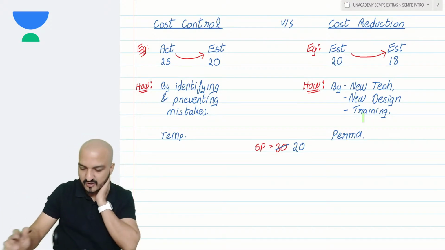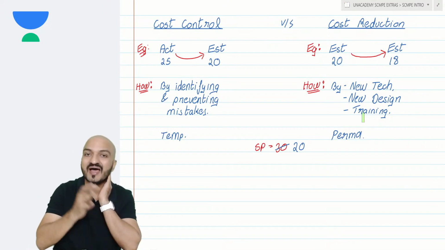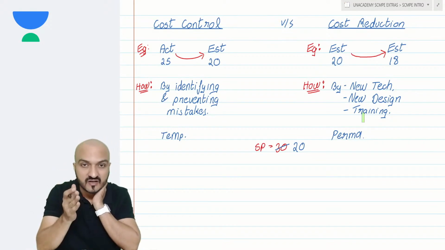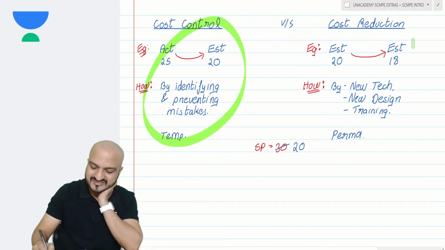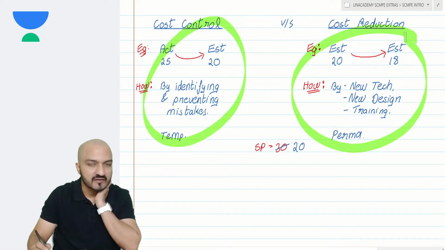In short, this is the major difference between CA Inter level and CA Final level. At CA Inter level, many chapters that you had were pertaining to cost control. But at CA Final level, our chapters are more pertaining to cost reduction.